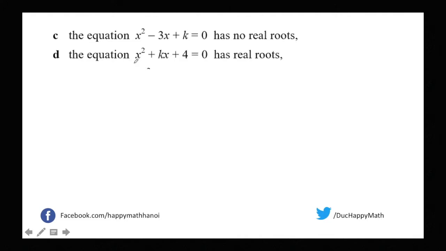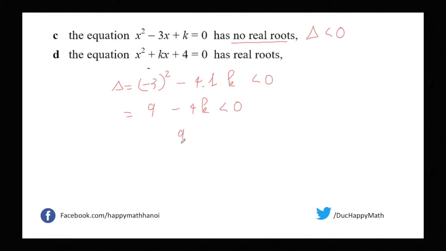Question C has no real root. No real root means delta has to be less than 0. So we find delta first for question C: minus 3 squared minus 4ac less than 0. So this is 9 minus 4k less than 0. We move the minus 4k from the left to the right hand side of the inequality. So you get this inequality, and k will be greater than 9 over 4, dividing both sides by 4.